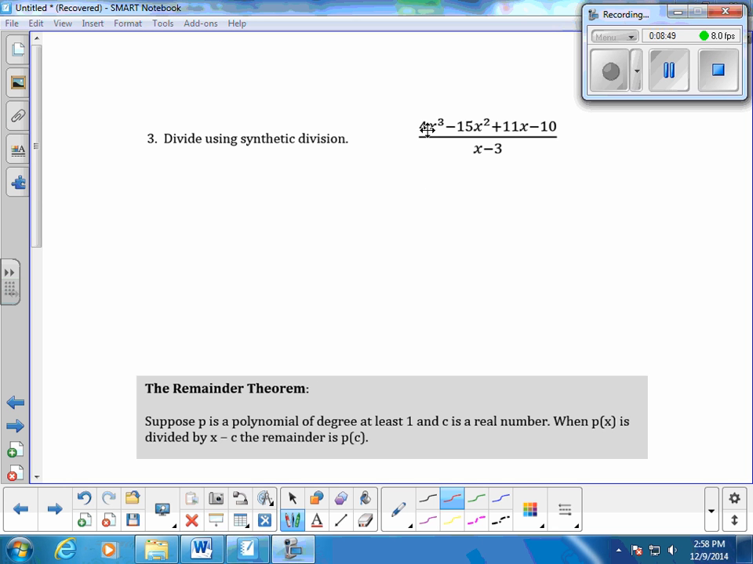Alright, let's do one more. We're going to check x cubed, x squared, x, no x, that's a constant, so it's in descending order. I'm going to drop my x coefficients. So 4, -15, 11, -10. Be careful to keep the signs with them. In the box, if this is a -3, we know over here we have a +3, and we're ready to start. Always drop the first.